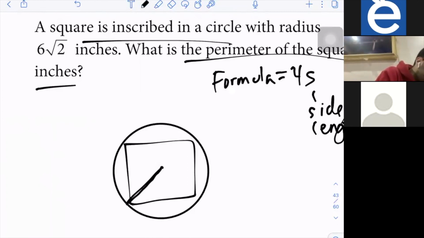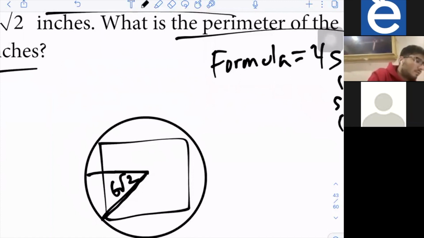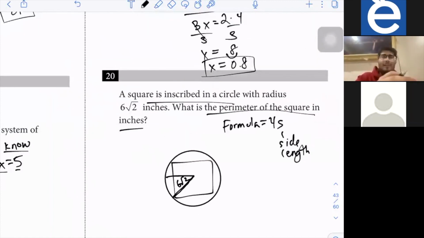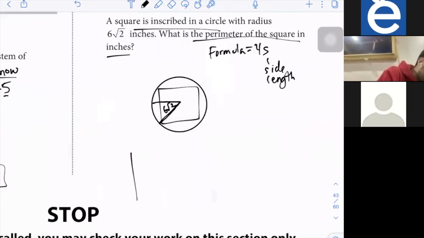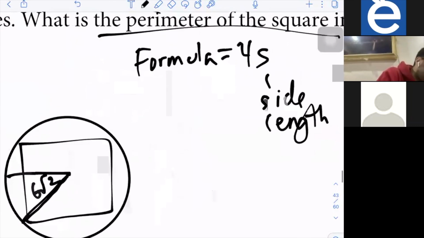And they said a square is inscribed in a circle with the radius. The radius is half the diameter. This is also the radius. Okay, but we have to first find the length of one of the sides of the square. So the best way I would do it is, if we know the radius is, I mean, not 6.5, 6 radical 2.